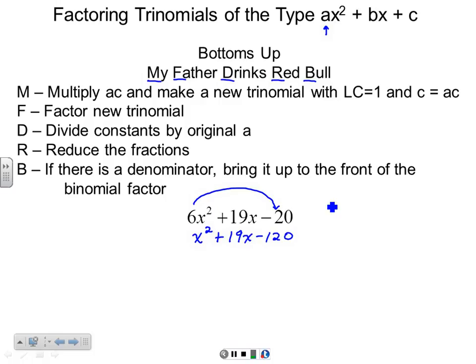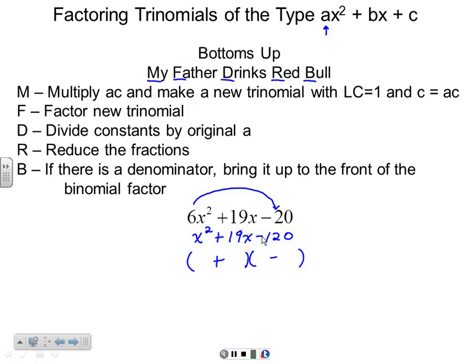The next thing you're going to do is you're going to factor that new trinomial. So you have a trinomial where your leading coefficient's 1. We just learned how to do that. Open up 2 sets of parentheses. Your signs are going to be different, and I know that because the second sign is negative.